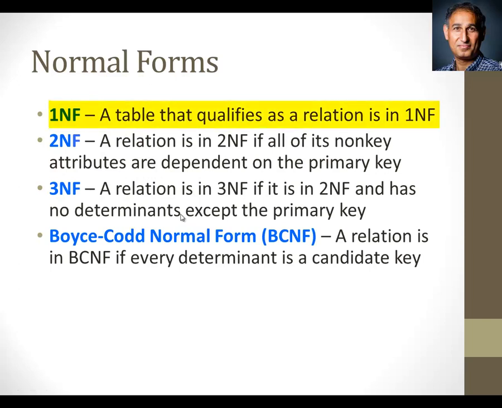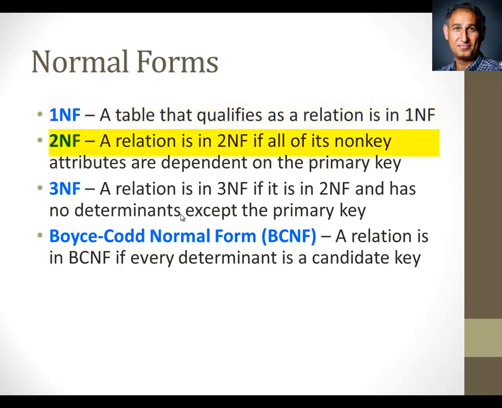A table that qualifies as a relation is considered to be in the first normal form. A relation is in the second normal form if all of its non-key attributes are dependent on the primary key. A relation is considered to be in the third normal form if it is in the second and has no determinants except the primary key. A relation is in Boyce-Codd normal form if every determinant is a candidate key.